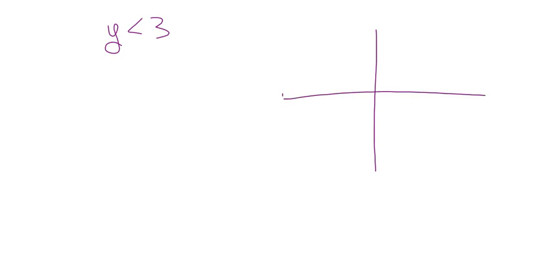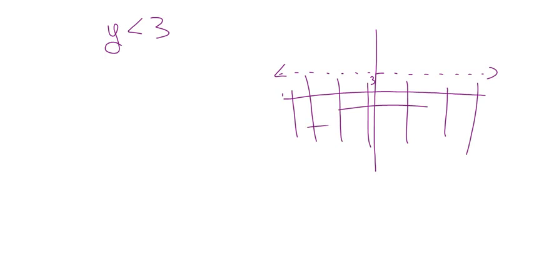Let's do some specials. y is less than 3. How do we graph that? Draw a horizontal line. Dashed or solid horizontal line? Dashed, at 3. What is the shaded area? Plug in 0, 0. Is 0 less than 3? Yes, and 0 is in the solution region.